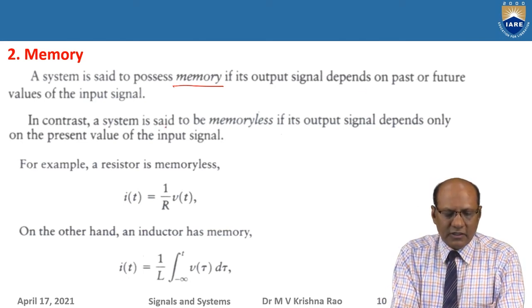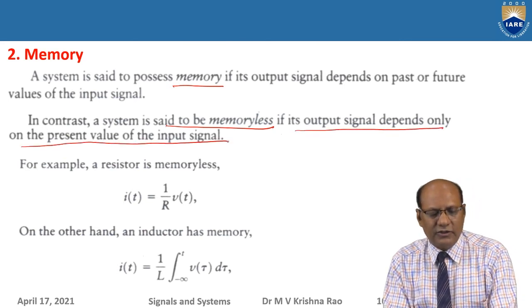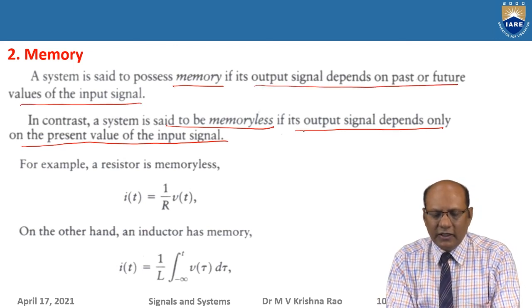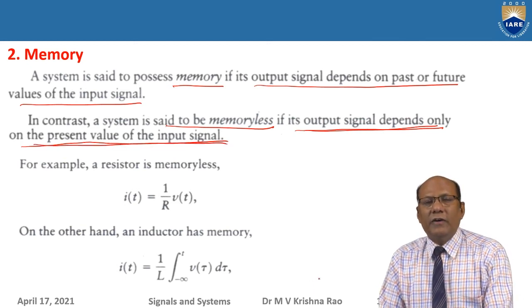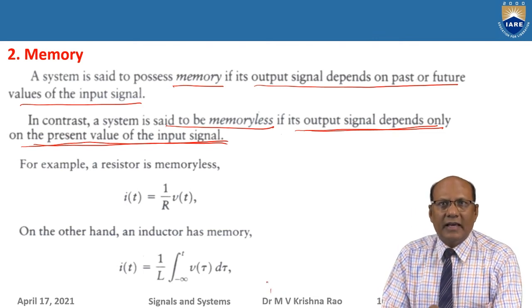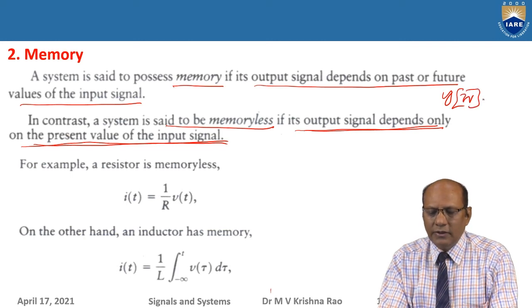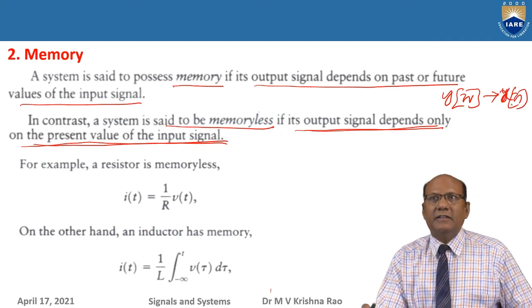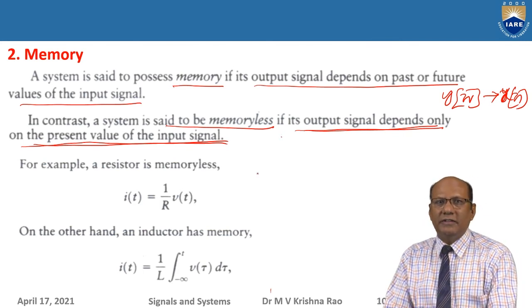Now, a system is said to be memoryless if its output signal depends only on the present value of the input. Here in this case, the output signal depends on the past and future values. Here the output signal depends only on the present value of the input. That means y of n depends only on x of n. In terms of discrete signals, y of n is dependent on x of n only. It is not dependent on x of n minus 1 like that. If it is a memory system, it is dependent on all previous or future samples.